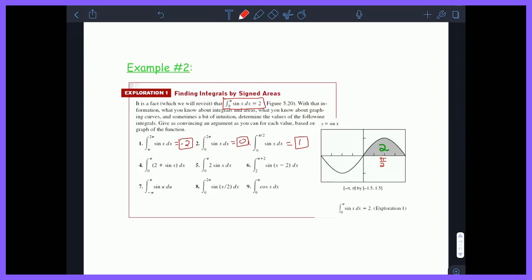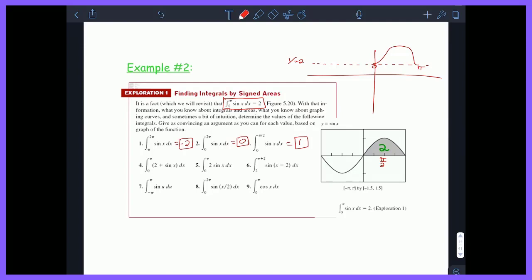How about number 4? Number 4 is a little weird. It says the integral from 0 to pi of 2 plus sine x dx. Well, picture we drew a new sine x curve, and we started it at y equals 2. And now I started my sine x, and I'm going to go from just 0 to pi. So I'm just going to do one loop like that. Okay? And this is 0, and this is pi.